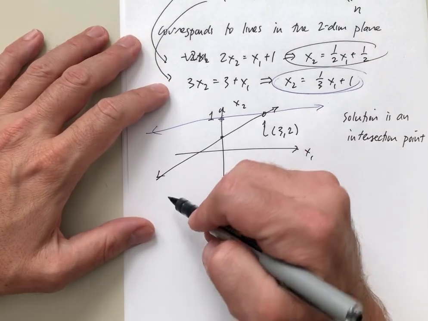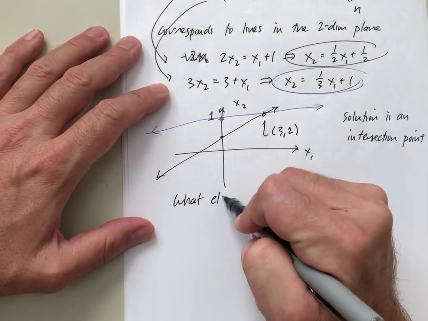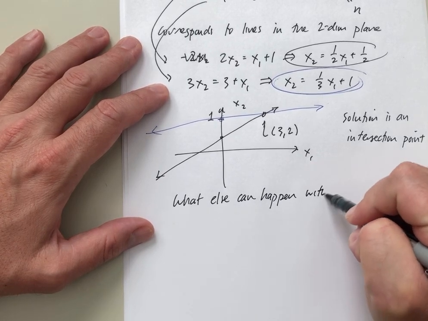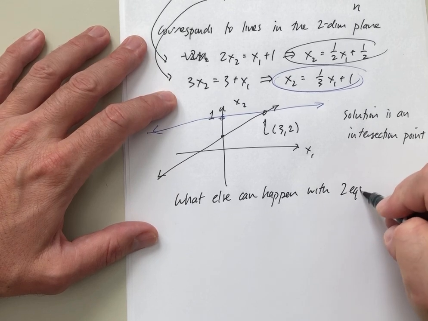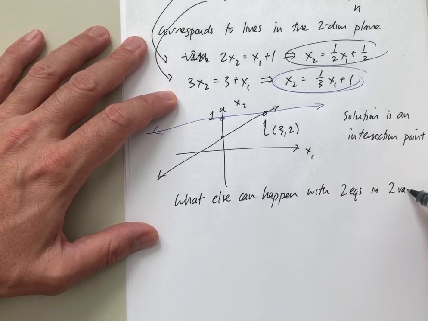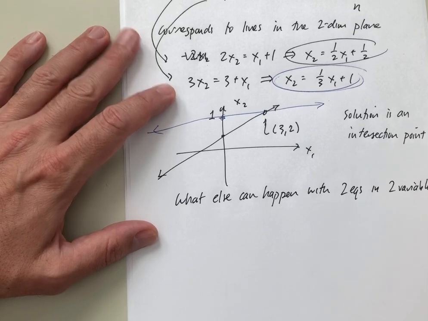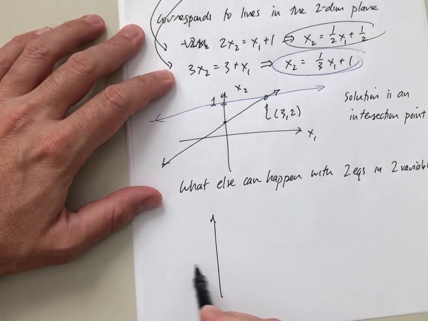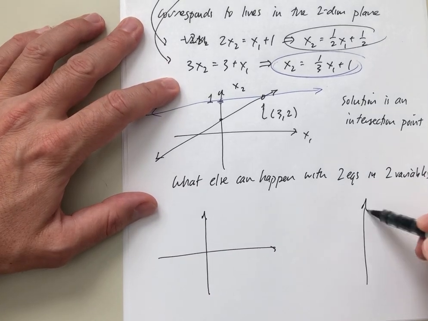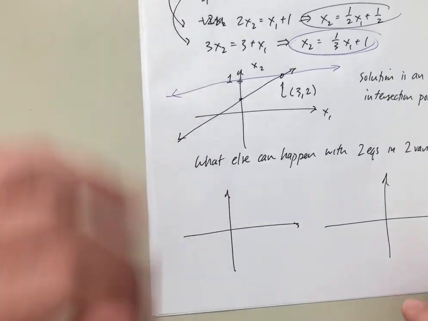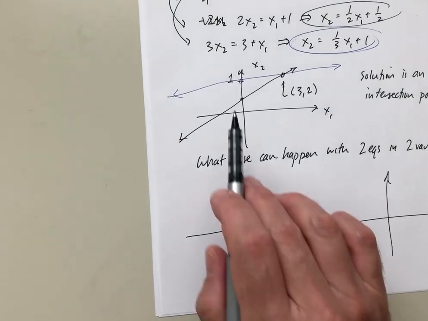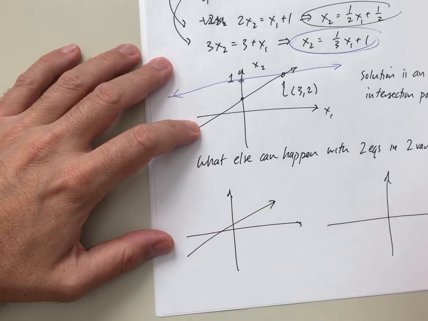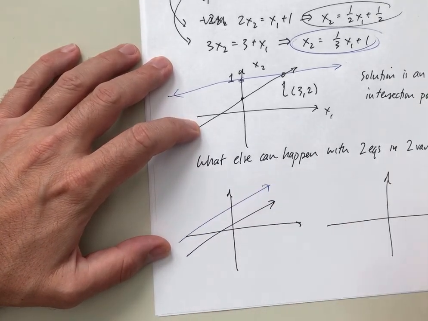Now what I want to say briefly is what else can happen with a 2-by-2 system, with two equations in two variables? Well, let's just think geometrically now. So I'll try to do them both here. There's actually two other things that can happen. So we have these two lines intersecting. You can also imagine that you have two lines that, if they don't intersect, they're parallel.